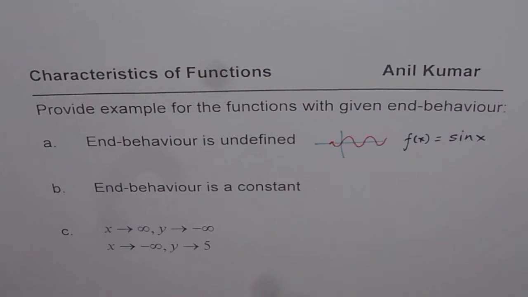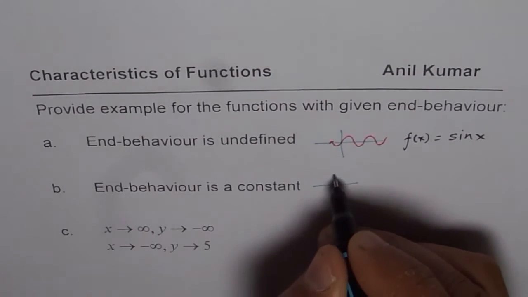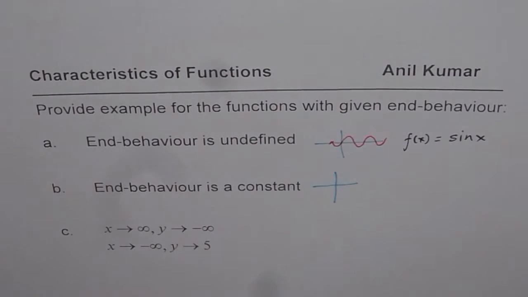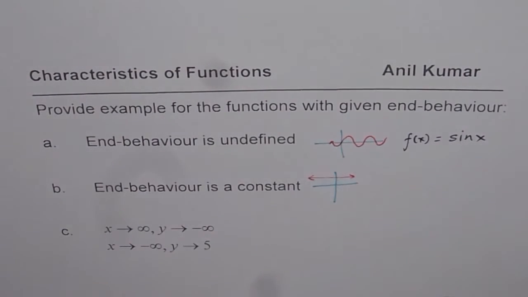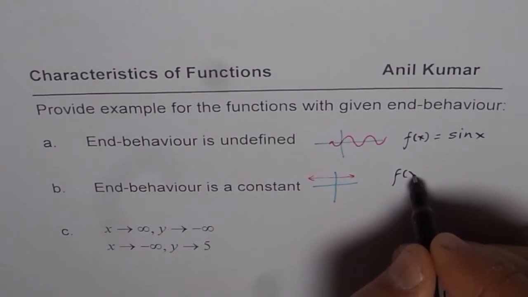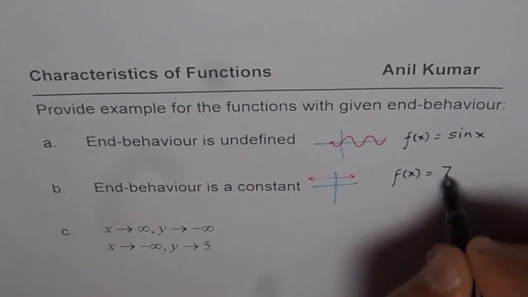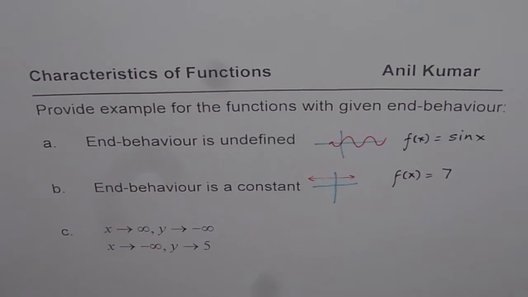Okay. The second one here is end behavior is a constant. It actually tells you the solution also. It could be a constant function, right? So something like this. And so the solution is f of x is equal to some number. It could be any number. So I'm just placing 7.